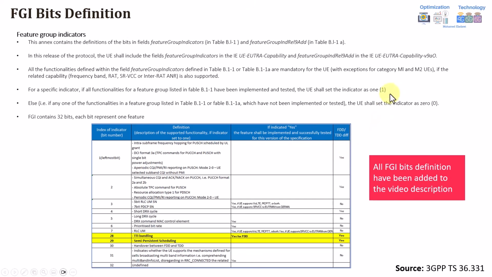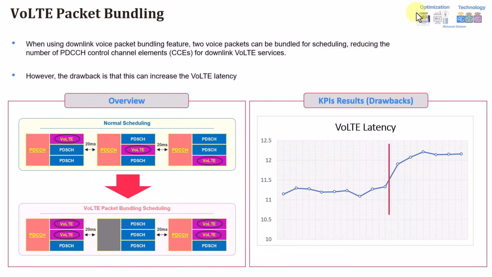So now let's move to the next feature which we have today. The second feature is also one of the very good and easy to understand features. It is called downlink VoLTE packet bundling, and from the name itself, it gives some explanation of how this feature works.